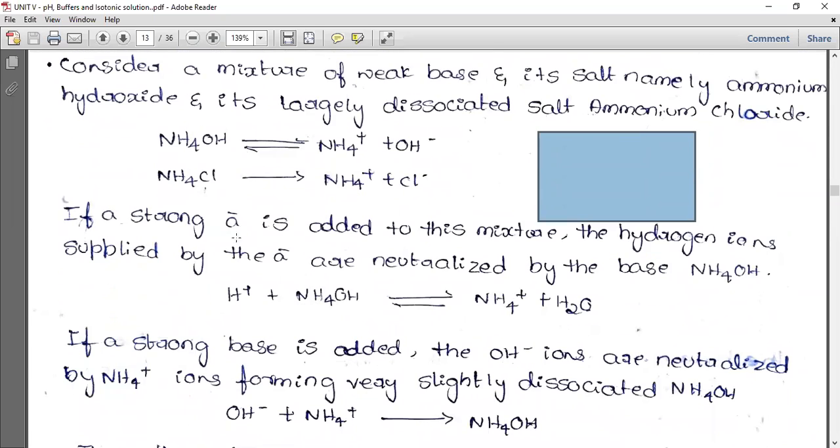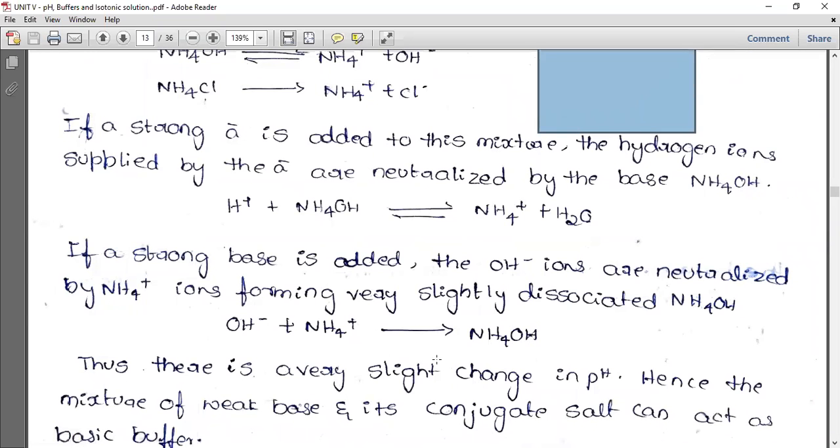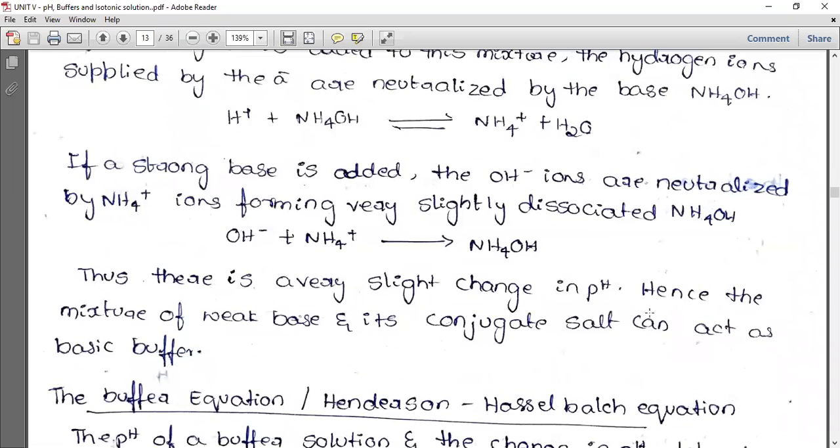Instead of an acid, if we are introducing a base, indirectly we are introducing hydroxyl ion. This hydroxyl ion is neutralized by the ammonium ions formed in both the reactions. OH minus ion is taken up by NH4 plus, which forms ammonium hydroxide. Again, ammonium hydroxide is partially dissociating and slowly starts dissociating, so there is only a very slight change in the pH. Hence, the mixture of weak base and its conjugate salt acts as a basic buffer. Is it clear? Does anybody have any doubt or has not understood?